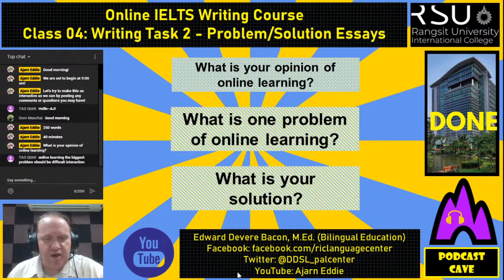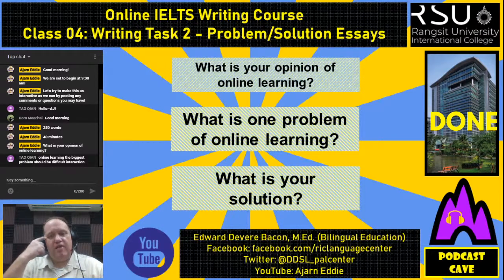We got a comment here from Tao. Tao says, online learning, the biggest problem should be difficult interaction. Yes, I guess that is one of the difficult things. I know with live streaming on YouTube, one problem is the lag. Sometimes it is pretty bad, if the internet is not very good. Also, we can live chat, but there is no video, no speaking. So that is one of the limitations with YouTube.